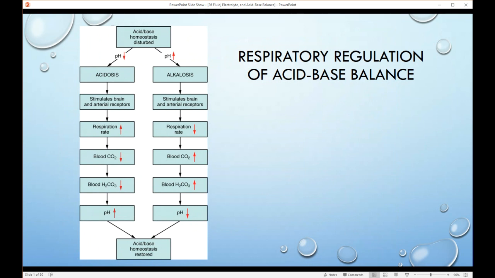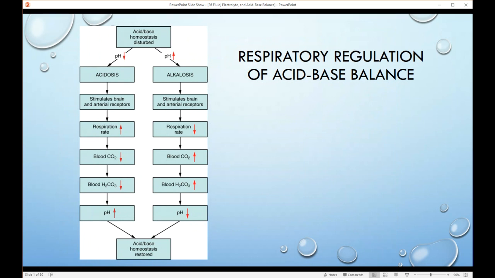And so respiratory acidosis happens when we have acidic blood, which means that our pH has gone down, okay? When that happens, we stimulate the brain and arterial receptors. We increase our respiratory rate, and that helps us to decrease our blood carbon dioxide level, and therefore decrease our blood carbonic acid level, and that's going to then increase our pH back up to a base level.